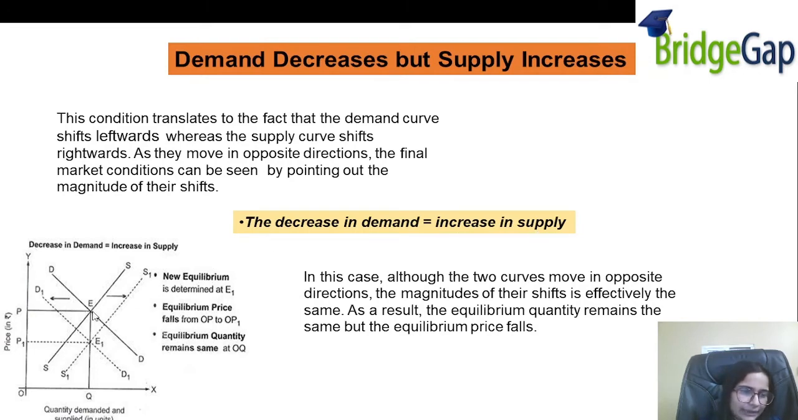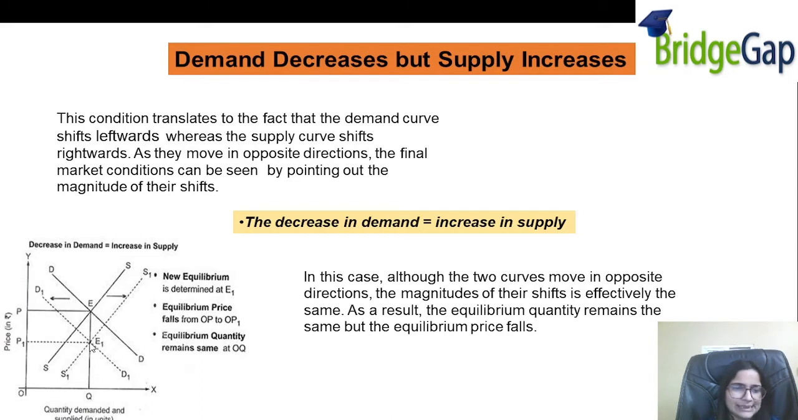This is our market equilibrium. This is our equilibrium price and equilibrium quantity. Now there is a decrease in demand. That means the demand curve has shifted leftwards and the new demand curve is D1. And there is an increase in the supply, that is, our supply curve has shifted rightwards and the new supply curve is S1. So what will be the impact of this? See, here you could call it excess demand, excess supply also you could call it. So the new equilibrium will be lying over here.